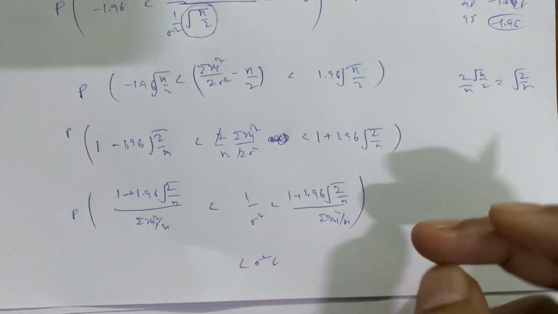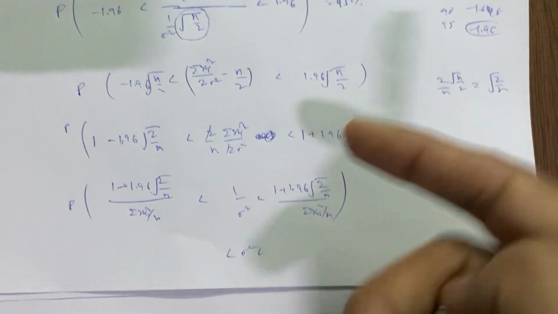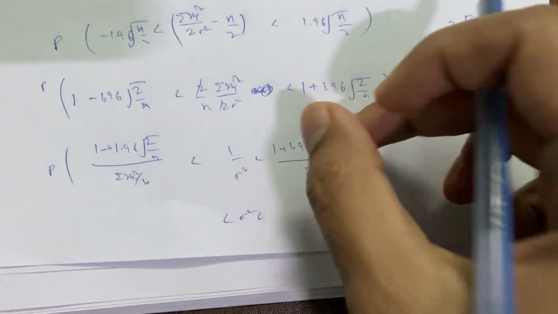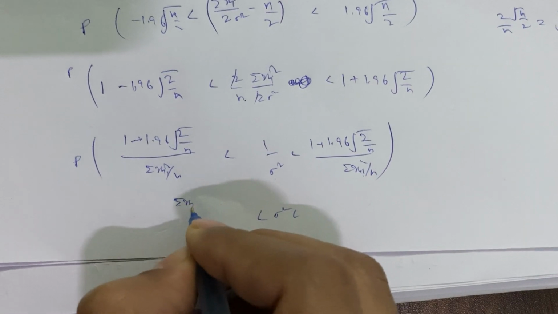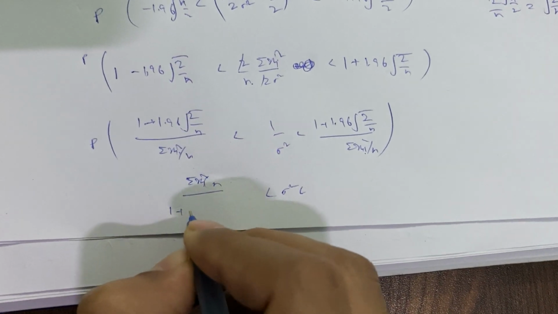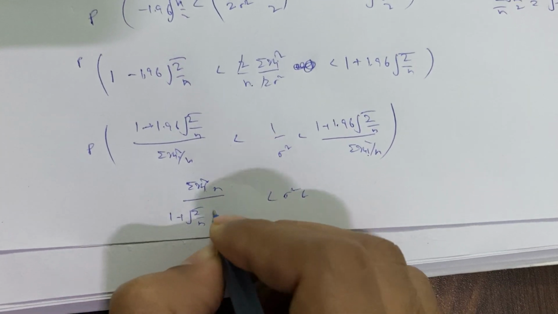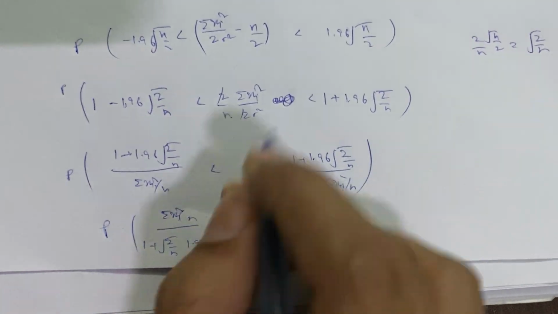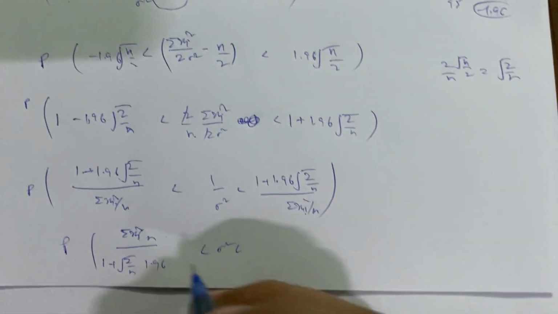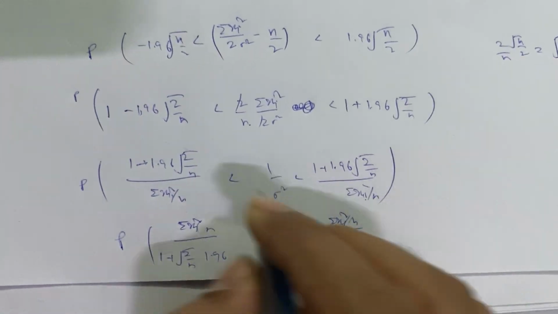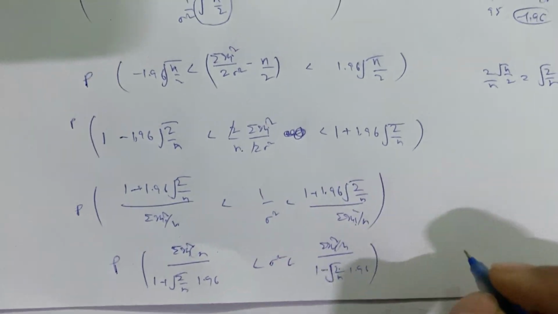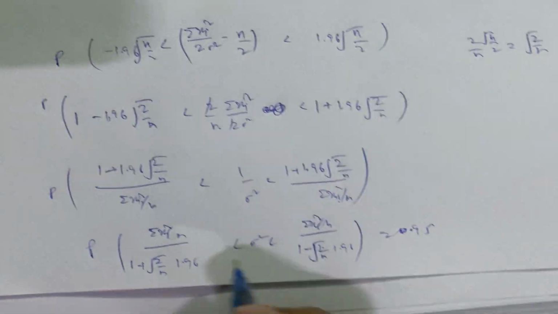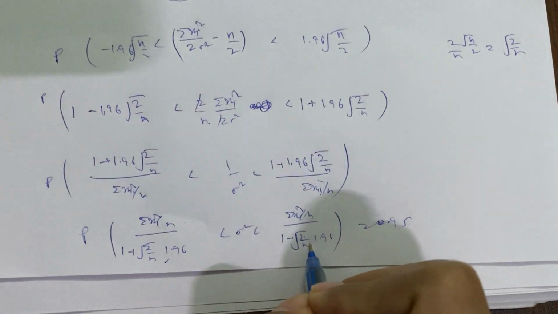So when we reverse this, the lower limit will become the upper limit, and the upper limit will become the lower limit. So summation x square by n divided by 1 plus square root of 2 by n times 1.96. Now similarly, this will be summation x square by n divided by 1 minus square root of 2 by n times 1.96, with probability 0.95. So these are our lower and upper limits of the confidence interval.